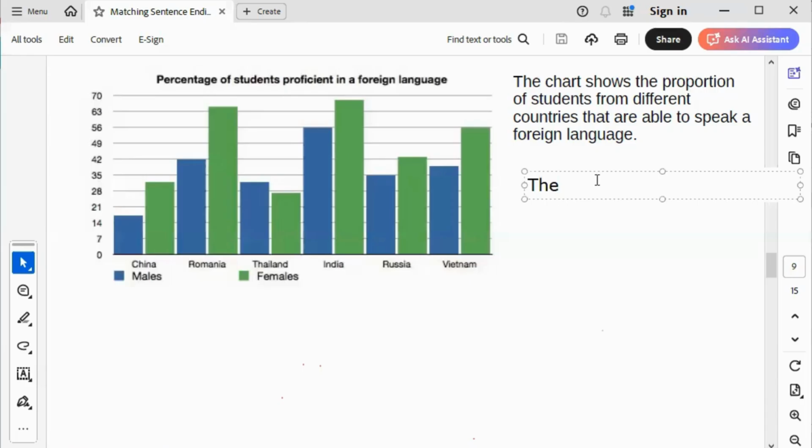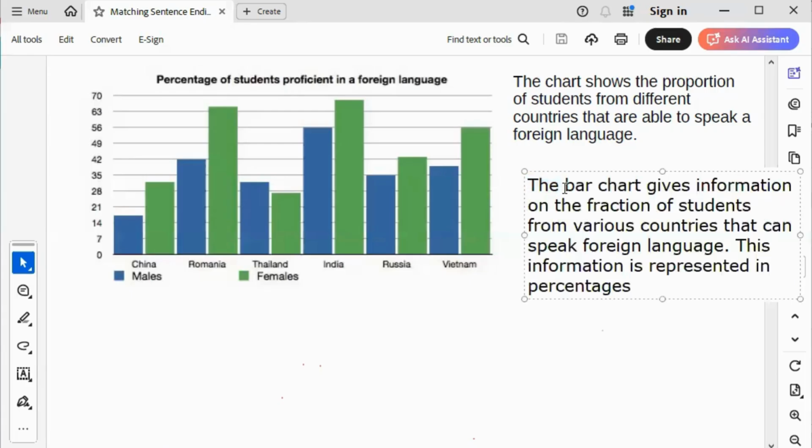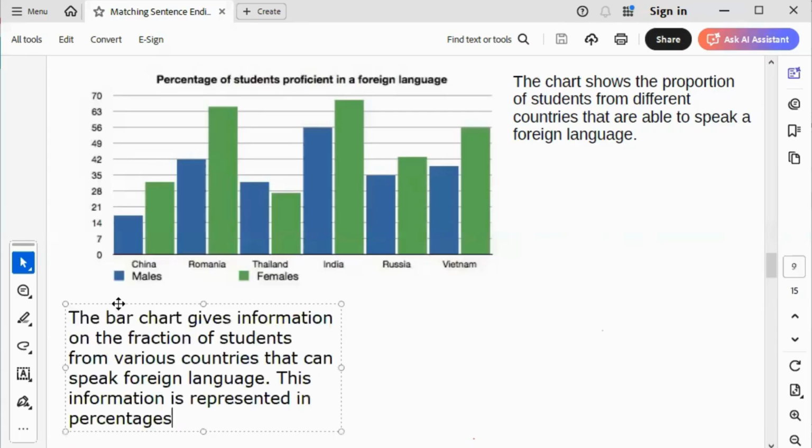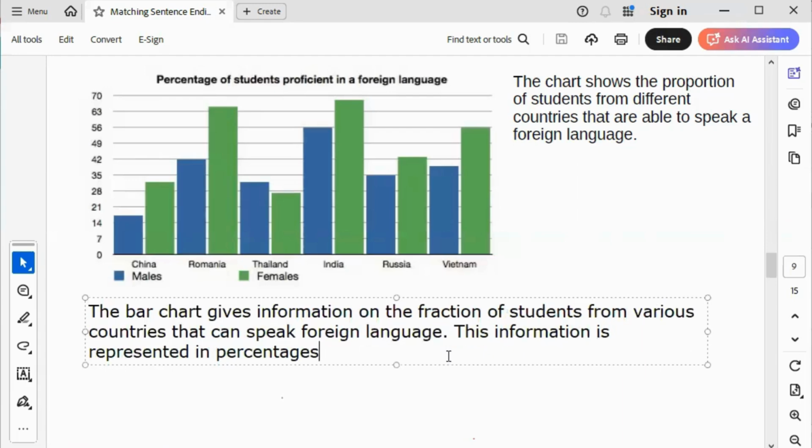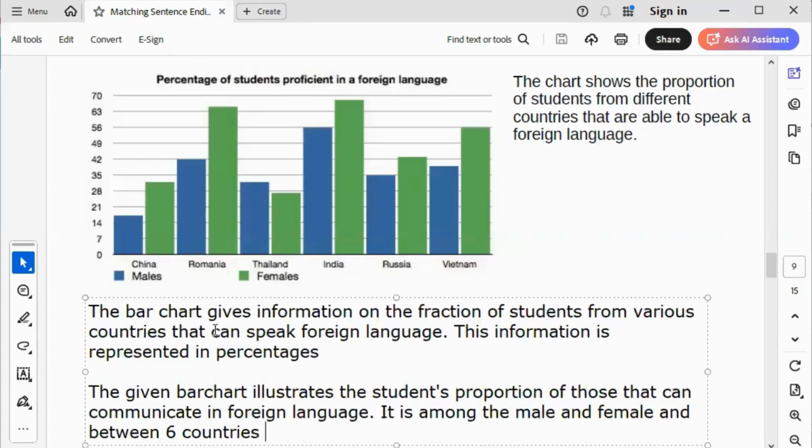So the first person said, this is what the first person wrote. And then the second person. So let me just make corrections based on those two things, and then we'll move on to other things. So this is the first person, and then this is the second person. Look at it. The bar chart gives information. Yes, I like that. That's a very good paraphrase.